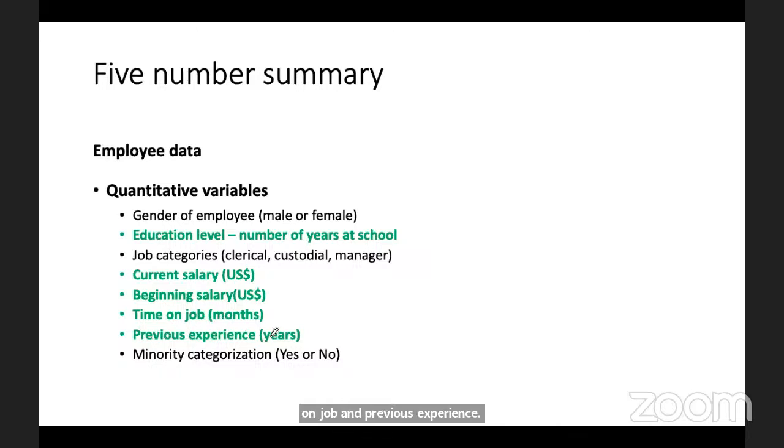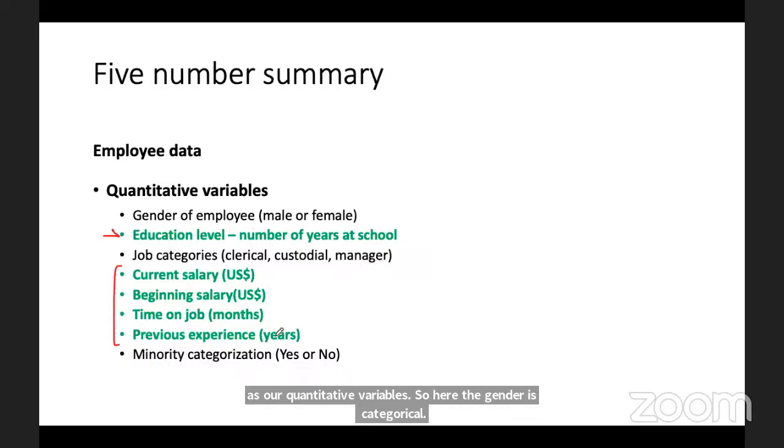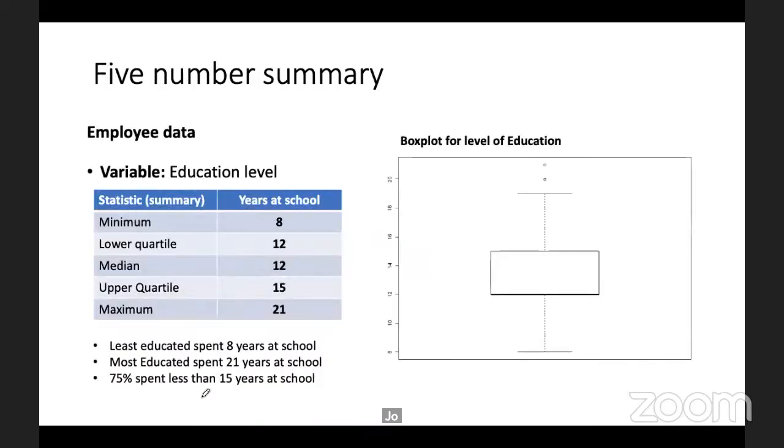Now, it's very important to differentiate between quantitative and qualitative data, between continuous and categorical, and between continuous and discrete. All this information is available, and I'll ask you to go and read it online. So these are the ones in green, our quantitative variables. Here, gender is categorical, job category is categorical, and minority classification is also categorical.